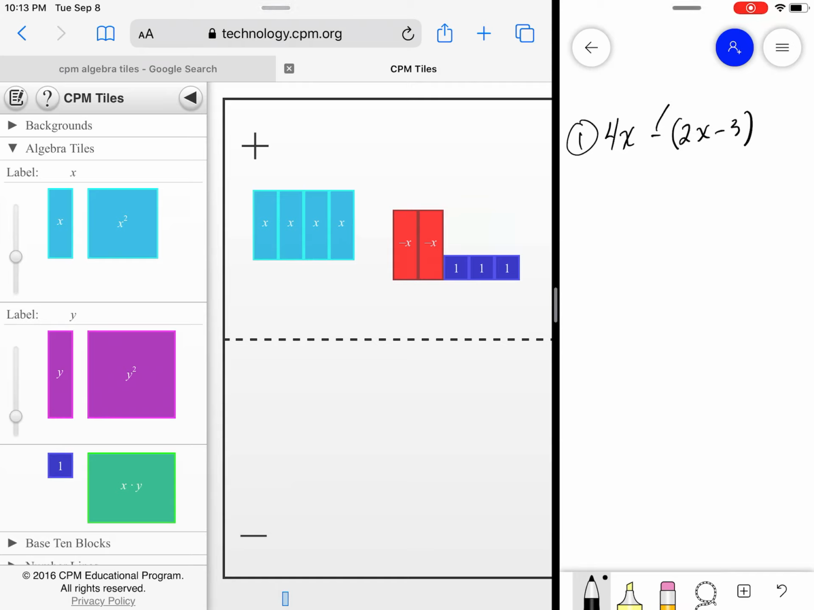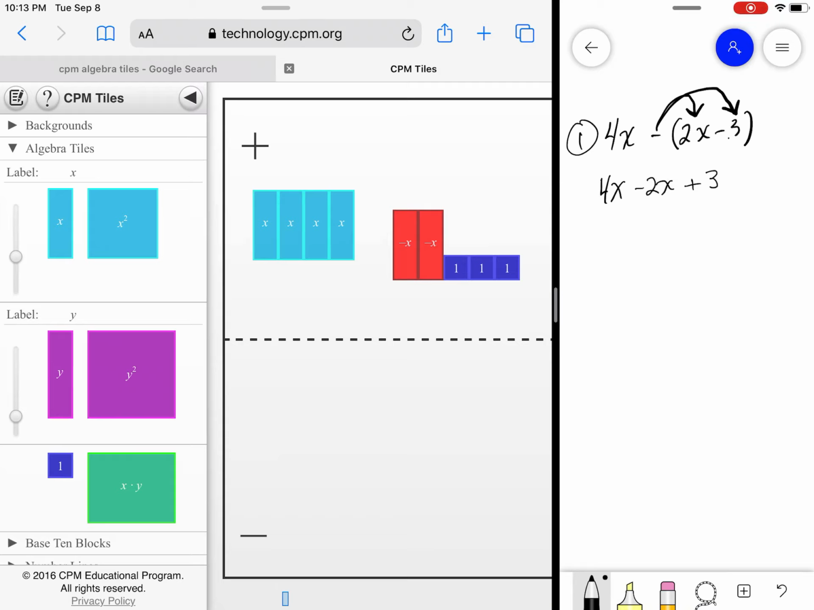We are distributing that negative. Distributing is multiplication to everything inside the parentheses. So we're keeping our 4x just like you see in the blue tiles. A negative times a positive 2x is going to make a negative 2x. And a negative times a negative 3 is going to make a positive 3.